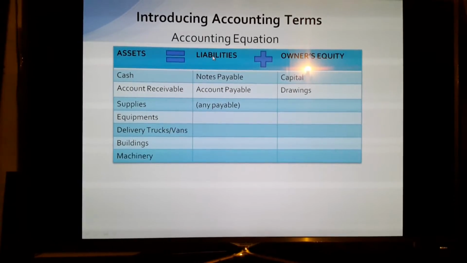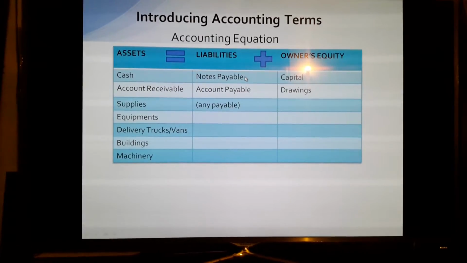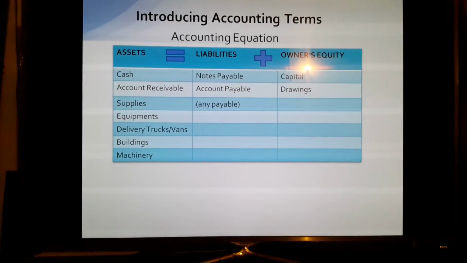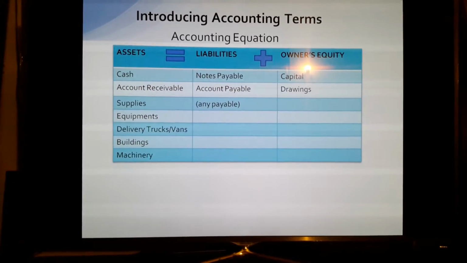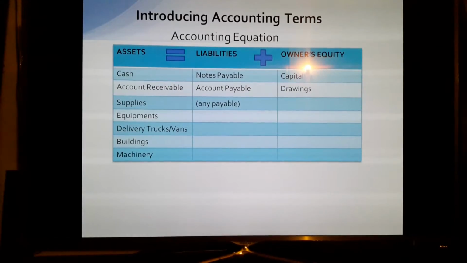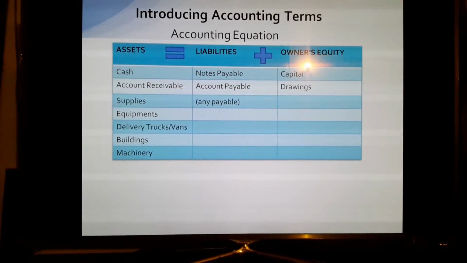Then you have liabilities. You have notes payable. This is a formal one that is backed by a signature that payment is going to be due at a future date. Then you have accounts payable. This is an informal one, like an invoice. The opposite of accounts receivable, like you took some goods from a supplier and you promised to pay at a future date. So this is the account that tracks that.